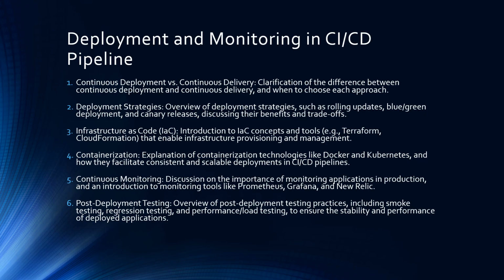Infrastructure as Code, IaC, represents a fundamental shift in how we manage deployment environments. Using tools like Terraform or CloudFormation, we define our infrastructure through code, enabling version control and automated provisioning. This approach eliminates environment inconsistencies and enables rapid scaling.